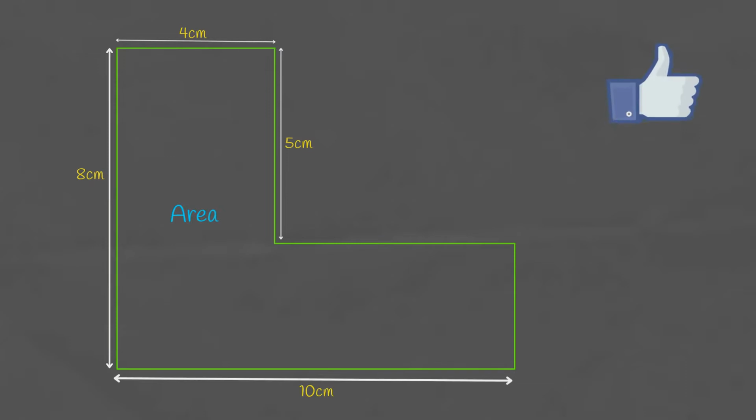So what happens if we're given a shape like this? We want to work out the area, but we're only given these four measurements. Well, what we do is we split the shape up into two separate rectangles. Then we can work out the area of each rectangle and add them together to get the area of the complete shape. So let's call them Area 1 and Area 2.